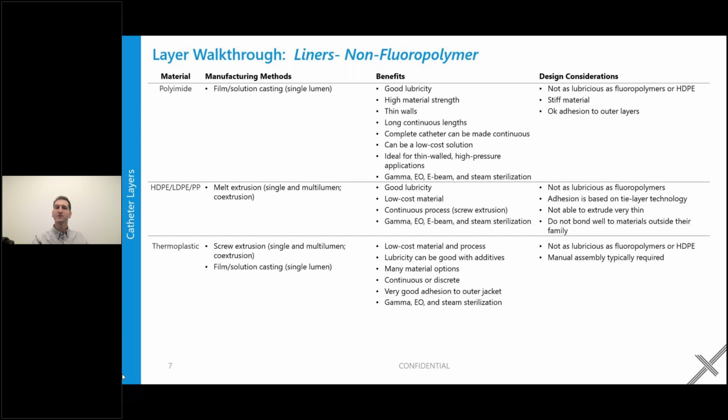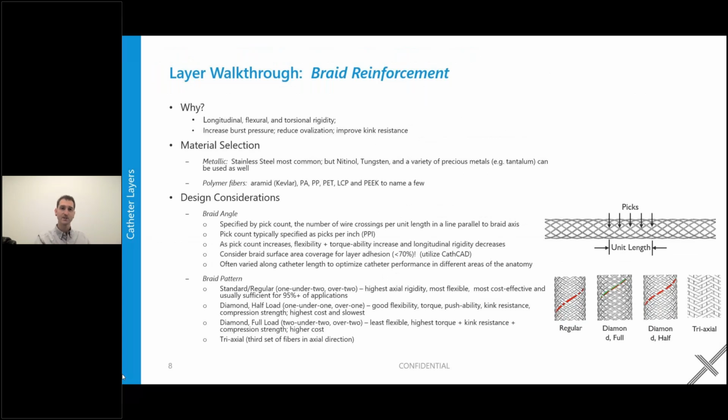So we'll start going into our reinforcement layers. So this is a braid reinforced shaft, and some of the considerations there. Why would I choose braid? Why would I choose coil? Or why would I choose both? And there's a good reason for it.